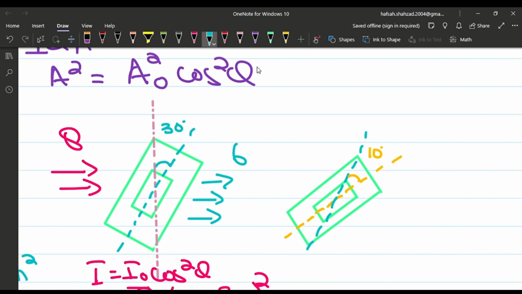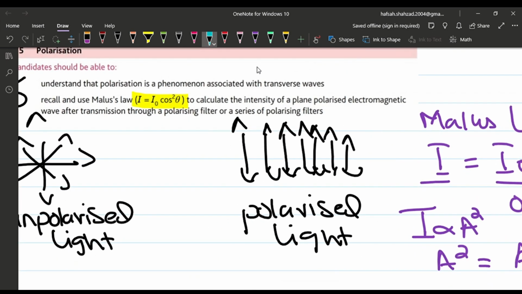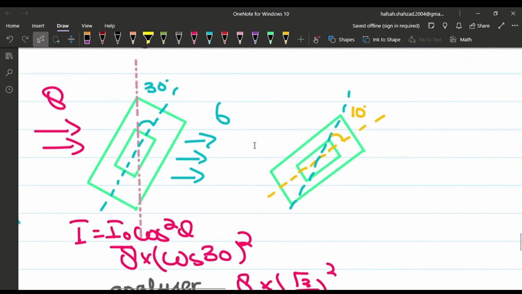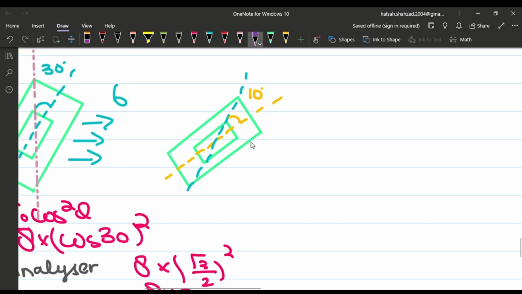Now we move on to another polarizer because our objective told us to recall and use Malus's law for a series of polarizing filters as well. If you look closely over here, that's what I'm doing: showing you how to use the formula for a series of polarizers. So I naught for this particular polarizer or analyzer is, I'm using purple for this calculation only, I naught is 6, and we need to calculate the intensity of the light that is coming from this polarizer.